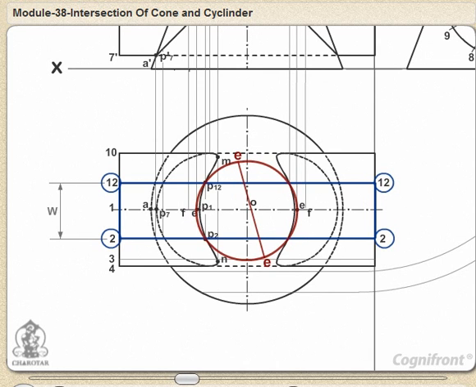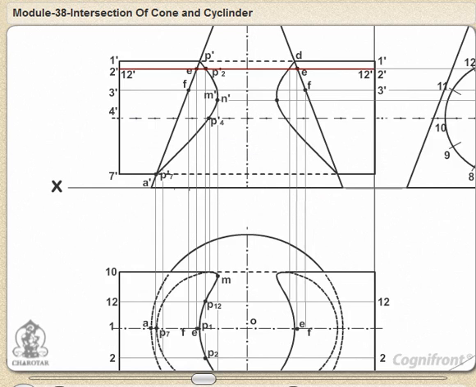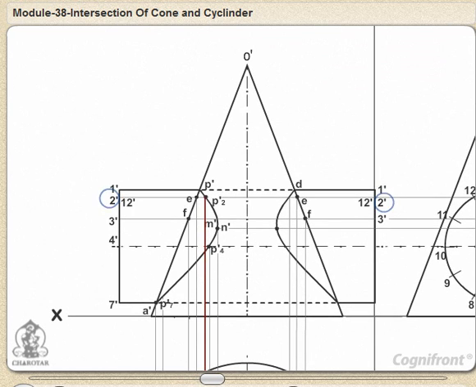In the front view, the cutting plane is seen as a line coinciding with 2 2. Points P2 and P12, when projected on line 2 2 with which the line 12 12 coincides, will give a point P-2 with which P-12 will coincide. Then P-2 and P-12 are the points on the curve of intersection.